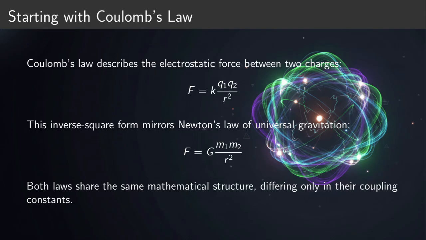Coulomb's law describes the electrostatic force between two charges. Its inverse square form mirrors Newton's law of universal gravitation. Both laws share the same mathematical structure, differing only in their coupling constants. This parallel motivates the search for a deeper connection between electromagnetism and gravity.